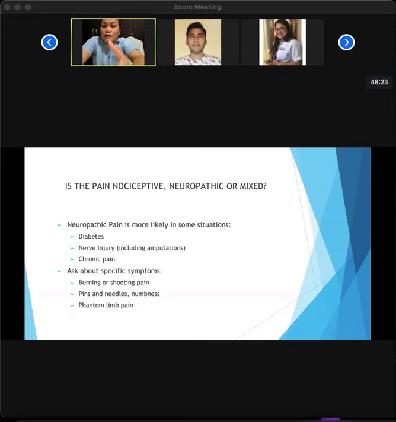Okay, and then you have to ask also, is the pain nociceptive or neuropathic or mixed? Neuropathic pain is more likely in some situations such as diabetes, nerve injury, or chronic pain. You have to ask the specific symptoms such as burning or shooting pain, pins and needles, numbness, and phantom limb pain.